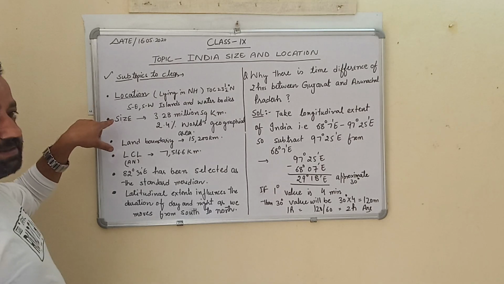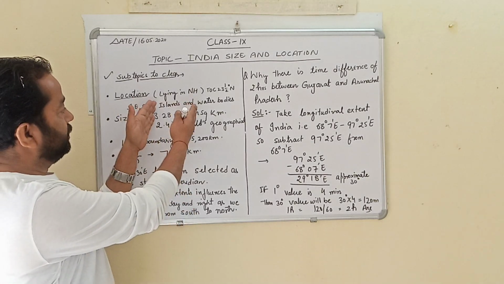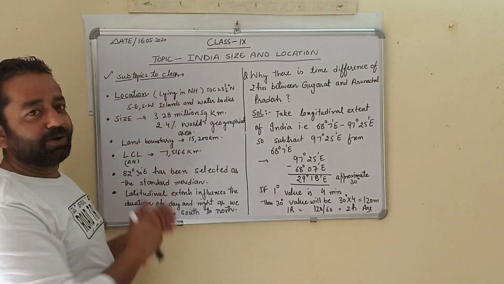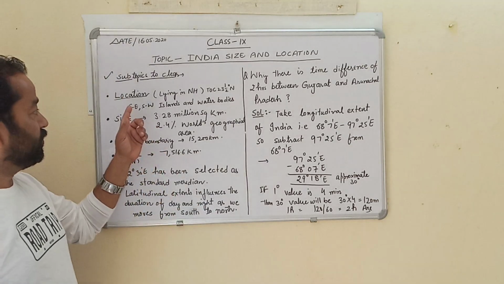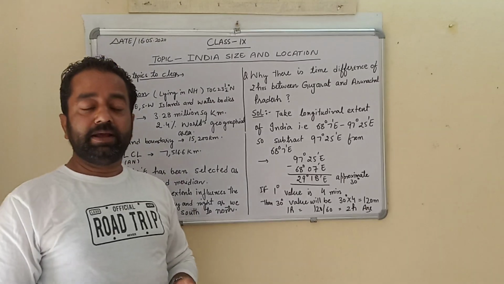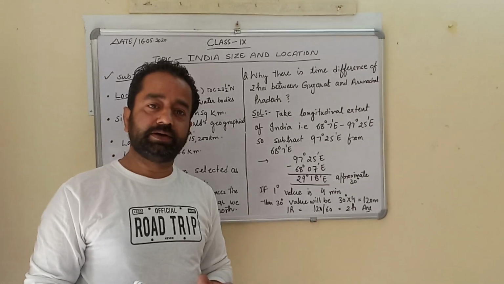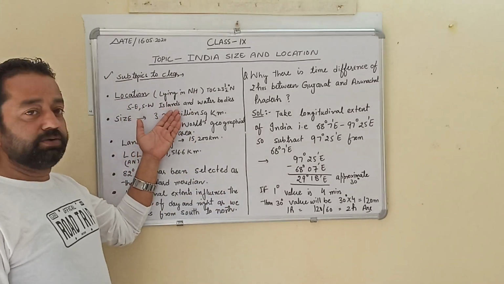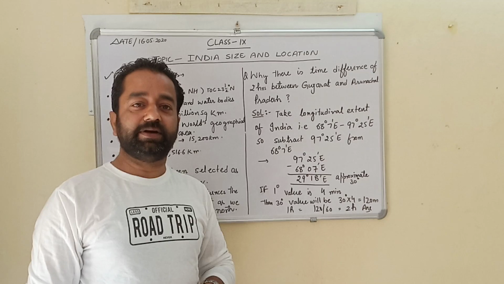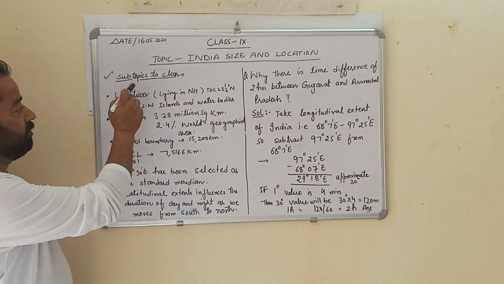Before beginning the size of India, I would like to tell you, I left one thing: I haven't taught you about the longitudinal and latitudinal extent. Sorry. They are also part of the location. So the latitudinal extent of India is 8 degree north to 37 degree 6 north. Clear? And the longitudinal extent of India is 68 degree 7 east to 97 degree 25 east. That I have written here. Clear? So this is all about location.